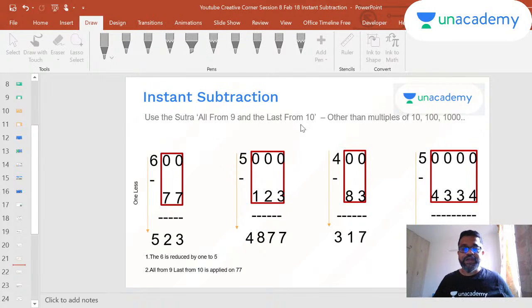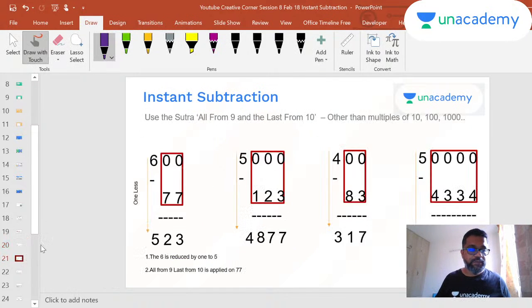Okay, now let's look at another variation here. I'm slowly taking you one step at a time into more difficult subtractions. The only difference here is that now instead of 1,000 or 100, I have 600, 5,400. It's one and the same thing. I can still apply the sutra. The only difference is I make this one less. That's all, right? So 6 becomes a 5, 5 becomes a 4, 4 becomes a 3, 5 becomes a 4.